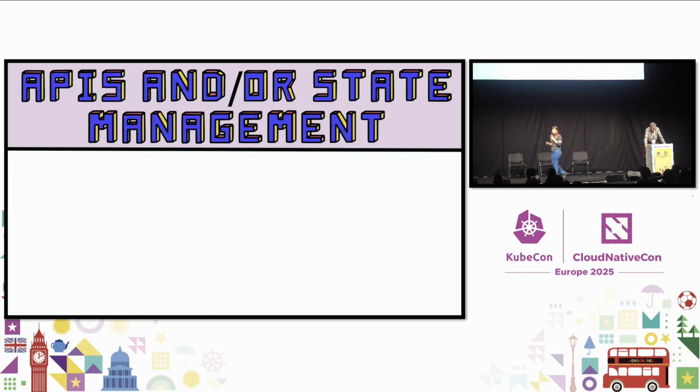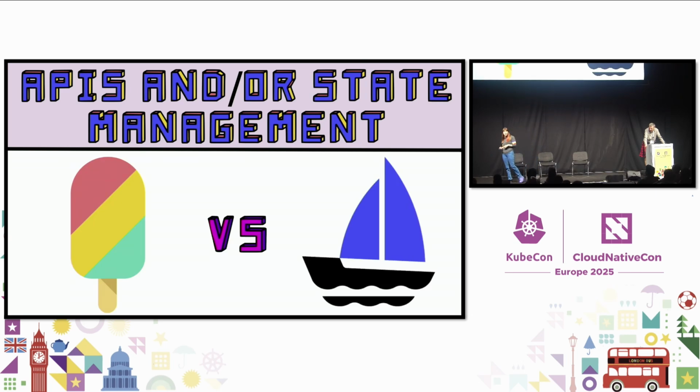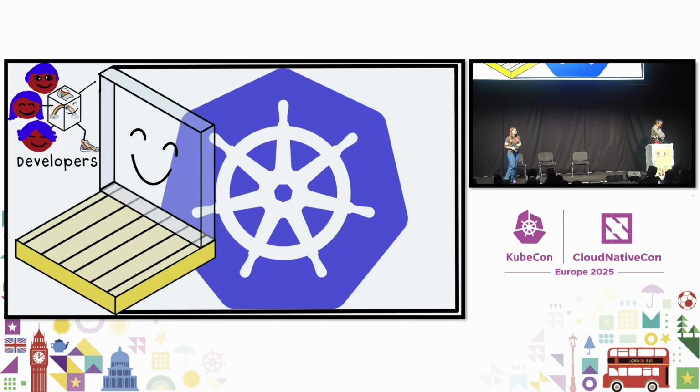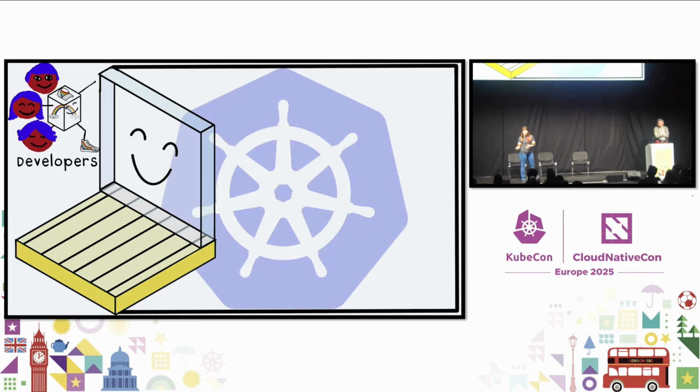So here we go. Let's talk about APIs and state management. The technologies we're going to evaluate are Crossplane and KubeVela. But first, let's talk about what it even means. Why do we have API management? We're going to even take a step back from that and say, we should build our platform with Kubernetes APIs. So why do we want Kubernetes as part of our platform?